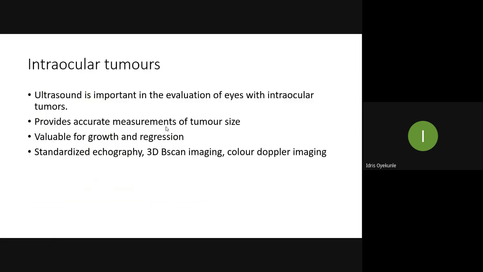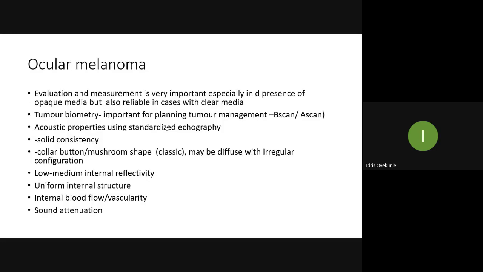Ultrasound is also important in assessment of intraocular tumors. It provides accurate measurements of tumor size, and is very valuable for growth and regression assessments of the tumor. Standardized echography is also very important. Three-dimensional imaging, if it's possible, is very helpful, and colored Doppler imaging is also helpful to know whether there's any vascularity of the lesion or not.